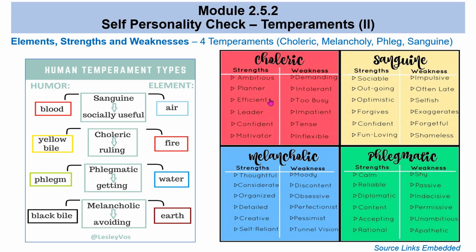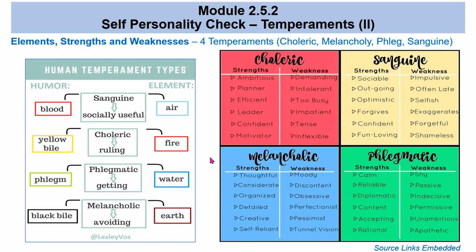Choleric: ambitious, they are planners, they are efficient, they are leaders, but they can be too busy and intolerant and demanding. Sanguine are sociable on the other part, outgoing, optimistic, but can be selfish and often late to things and exaggerate things a lot. Melancholics are thoughtful, considerate, organized, detailed, and self-reliant, but sometimes can be moody, obsessed with their ideals, or be perfectionists and pessimists. While phlegmatic people are calm, reliable, they are diplomatic and accepting, and then they can be shy, passive, very indecisive a lot of times, and unambitious.